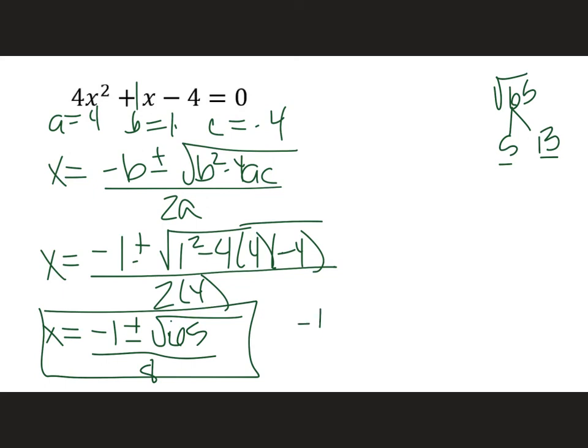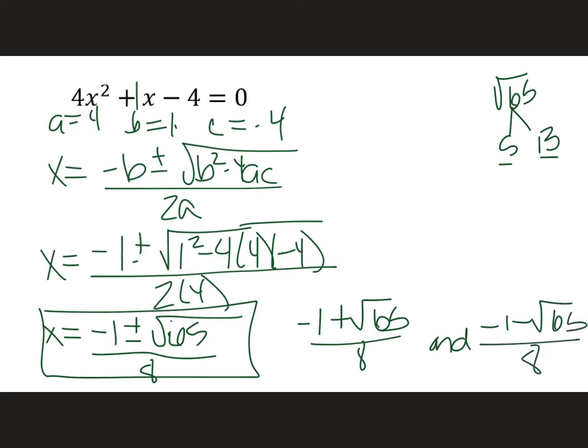Or you could say negative 1 plus the square root of 65 over 8, and negative 1 minus the square root of 65 all over 8.